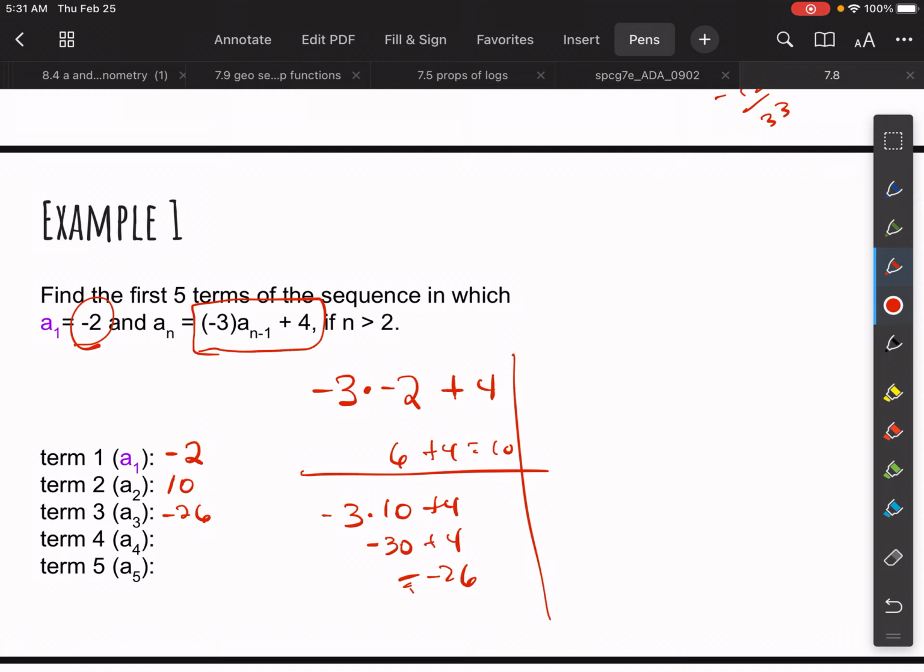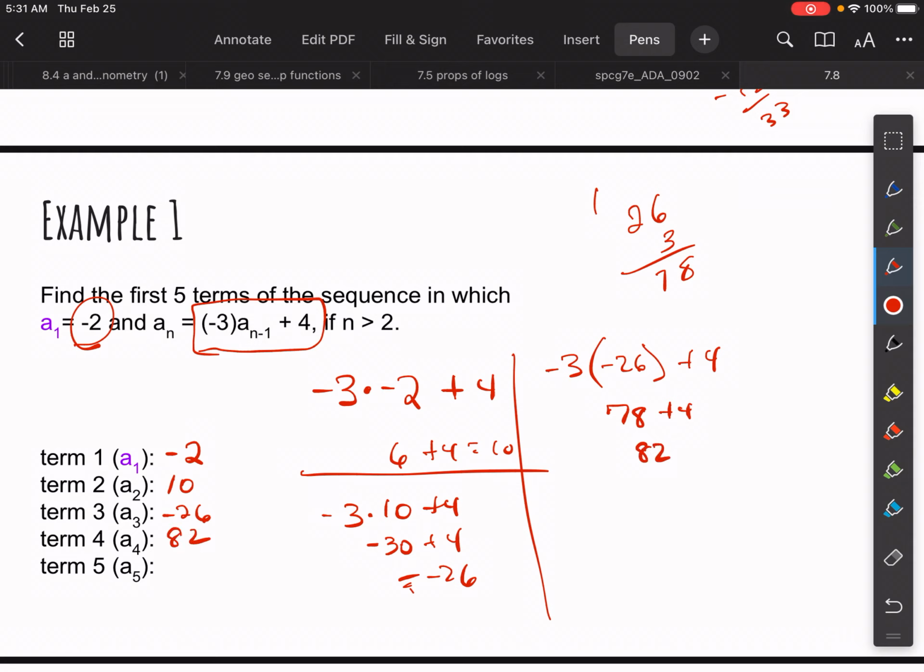Then we're going to go to the next term, which is negative 3 times that term, negative 26. And then that's going to be positive, and then we're going to add 4. So notice it's oscillating between negative and positive here. So negative 3 times negative 26. Let's see what that is real quick. 26 times 3 gives me 78, right? So I have 78 here plus 4, which gives me 82.